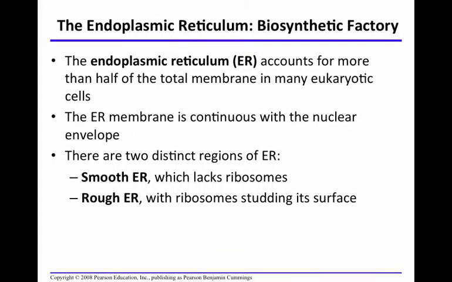The ER is often seen as a biosynthetic factory. You think of factories, there's a systematic way that things are made. And so our body has a biosynthetic factory. And the ER, or the endoplasmic reticulum, not the emergency room, it accounts for more than half of the total membrane in many eukaryotic cells. So the ER, or endoplasmic reticulum, its membrane is continuous with the nuclear envelope. And I'll show you an image in the next slide. And there are 2 distinct regions of the ER. There's smooth, and there's also rough ER.